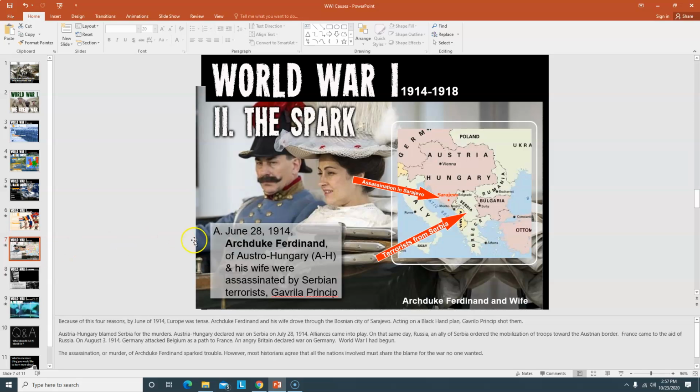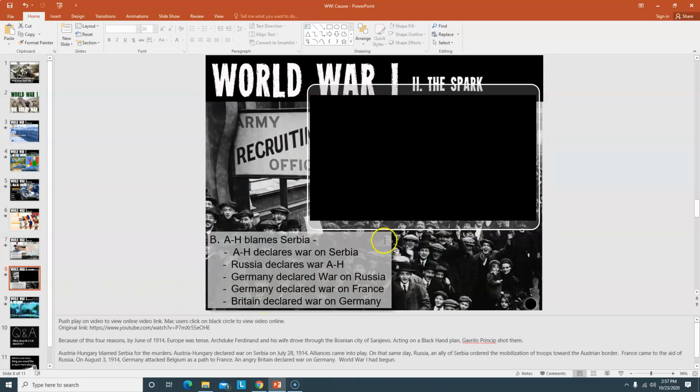So what that spark was, on June 28th, 1914, the Archduke Ferdinand, this gentleman, this is his wife, they were assassinated by a Serbian terrorist. His name was Gavrilo Princip. You don't necessarily need to know that, but you do need to know that the Archduke and his wife were assassinated. The Archduke was heir to the Austria-Hungary throne. There is a video here. I will post the link, or the link will be posted in Google Classroom for you to watch.